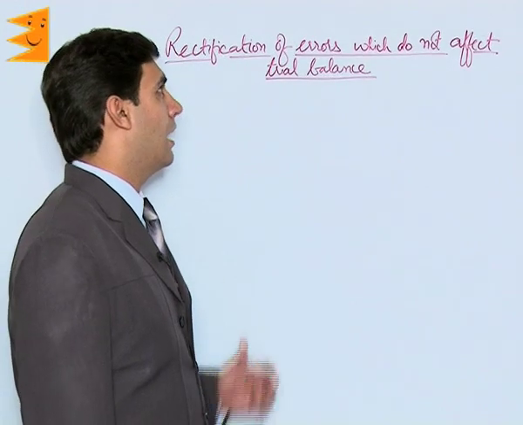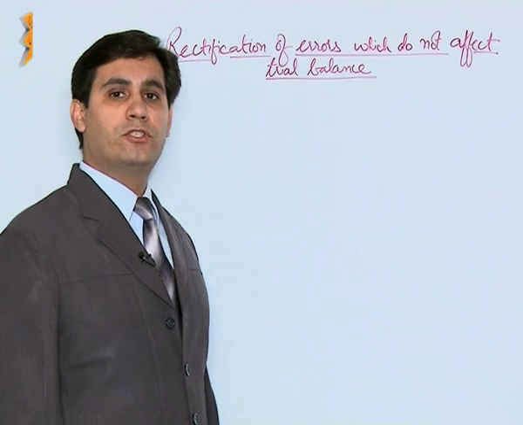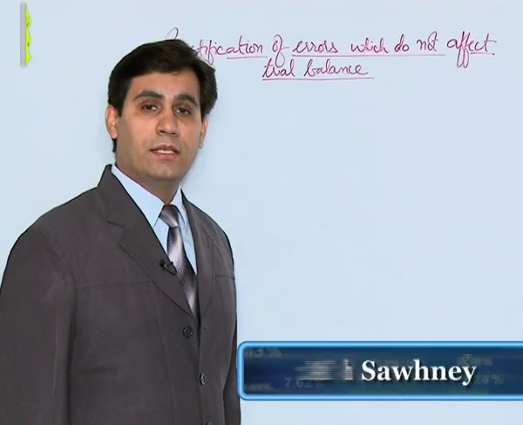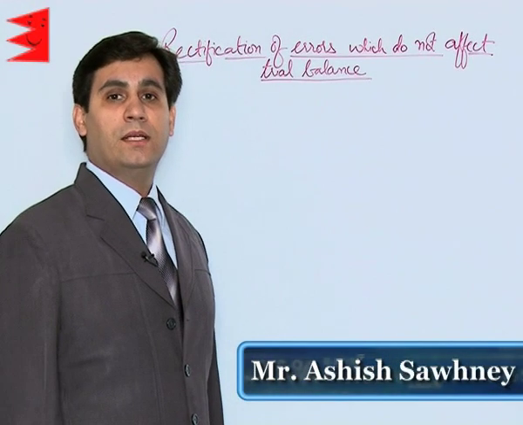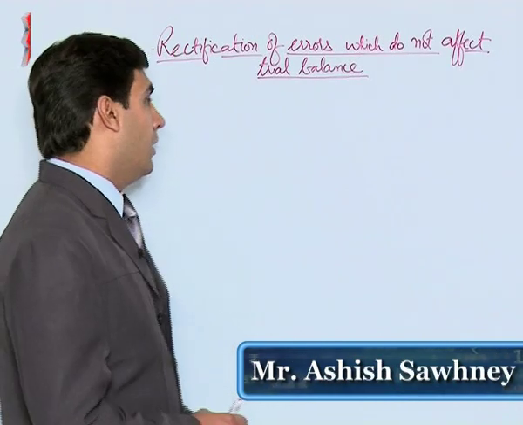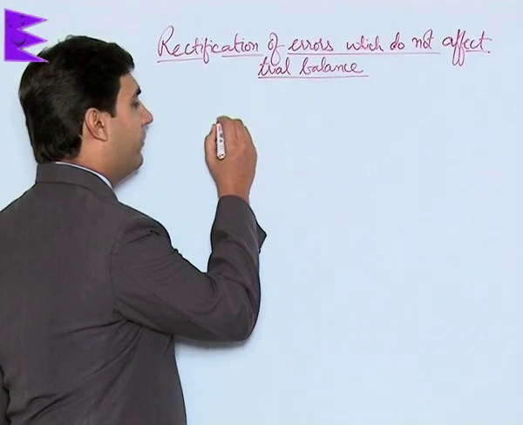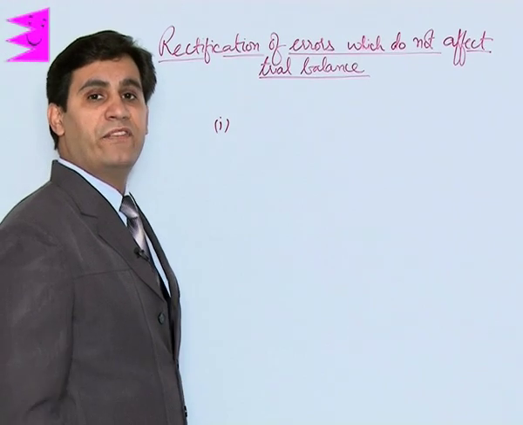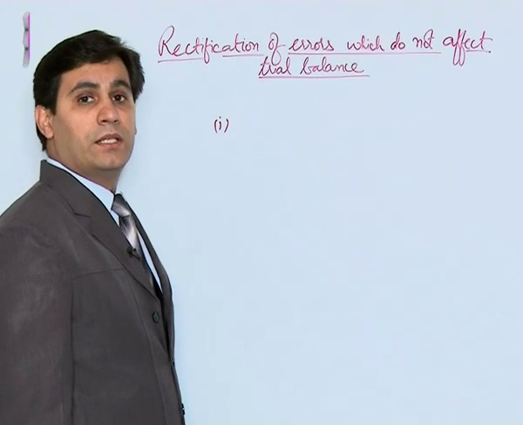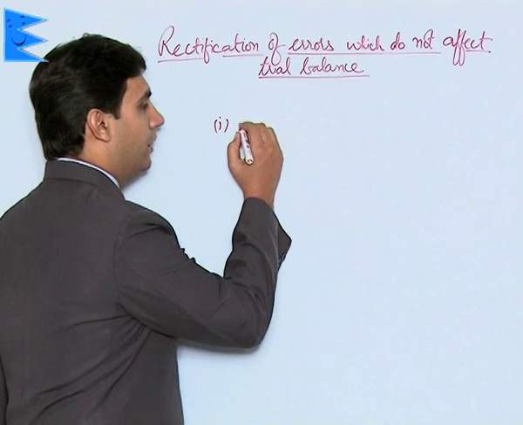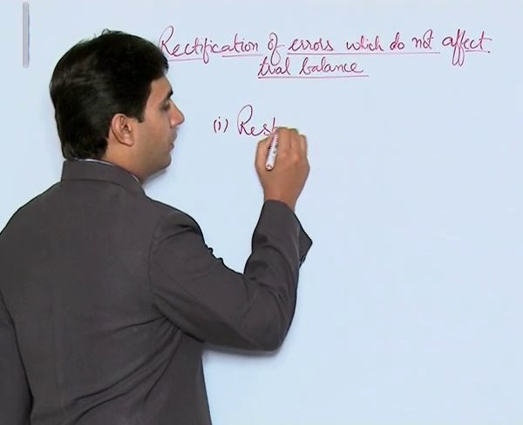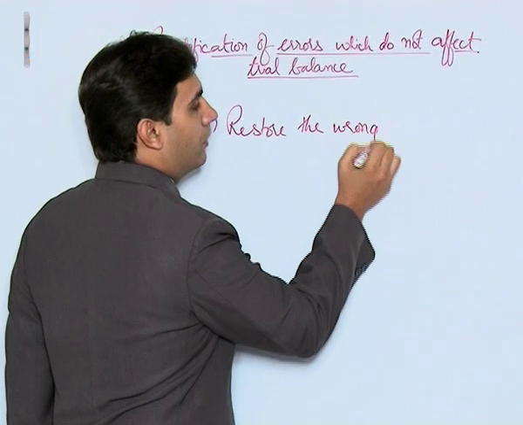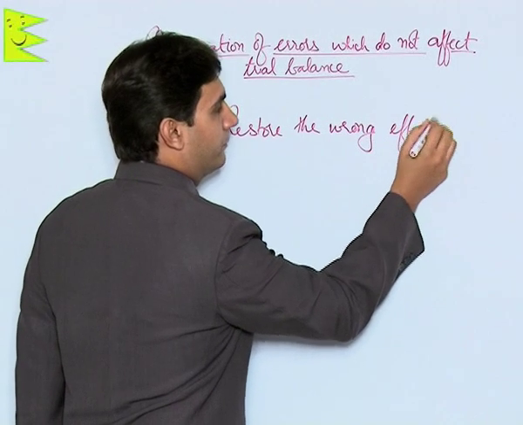Let us understand how to rectify errors which do not affect trial balance. Now students, again certain steps have to be taken care of here. First one being that you must identify the error that has been committed. Once you identify the error that has been committed, then you must proceed to restore the wrong effect of the error.